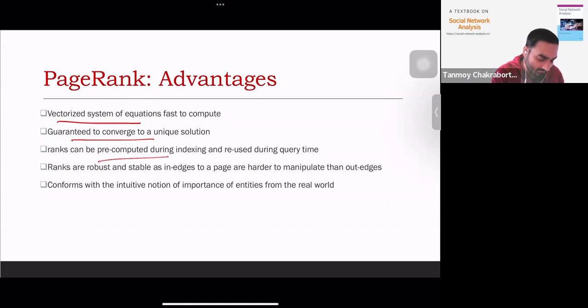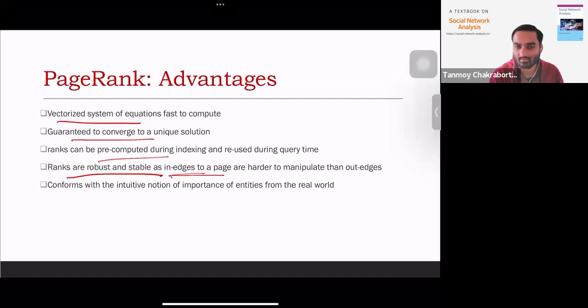Now, ranks are robust and stable because, remember, it all depends on the in-degree of a node, not the out-degree. The impact of a node is determined by its in-degree, not the out-degree. In-degree is something that is hard to manipulate. So let's assume that you want to manipulate the graph, you want to poison the graph, you want to change the graph so that your page will receive more PageRank.